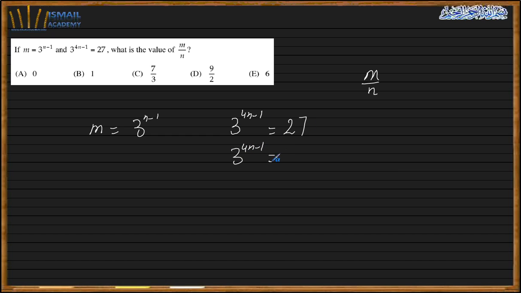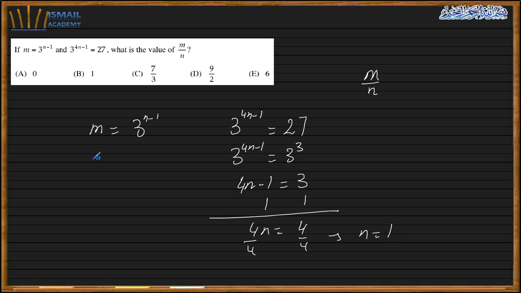So 4n minus 1 equal 3 cube. The bases are the same, so I have 4n minus 1 equal 3. So the exponents are equal if the bases are the same. So when the bases are the same, the exponents are equal. So keep in mind this. Now I add 1 both sides. 4n equal 4. So divide by 4. So n will be 1. Substitute 1 here. So m will be 3 to the 1 minus 1, which is 3 to the 0, and this is 1. So 1 over 1 is 1, which is B.